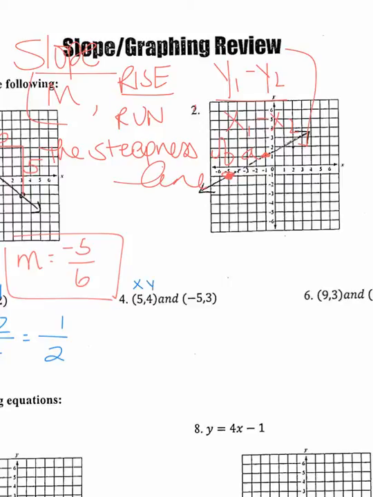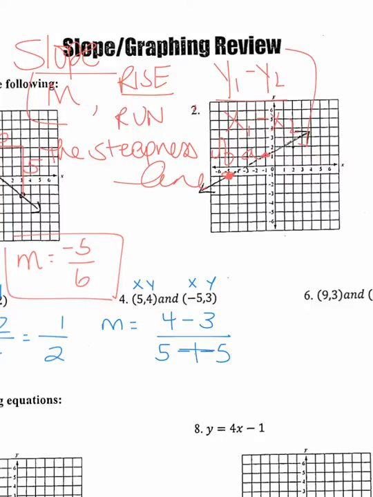Again, I like to label my x's and my y's. That way my brain doesn't accidentally mix up the wrong letter. It really does help tremendously. So m equals my first y value, 4, minus my second y value, 3. My first x value is 5, minus my second x value, -5.